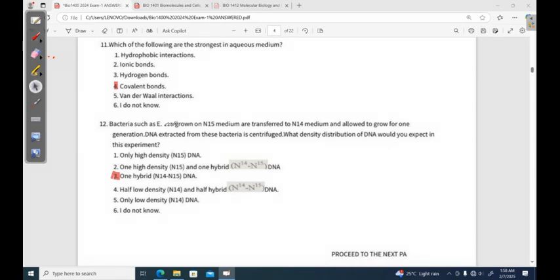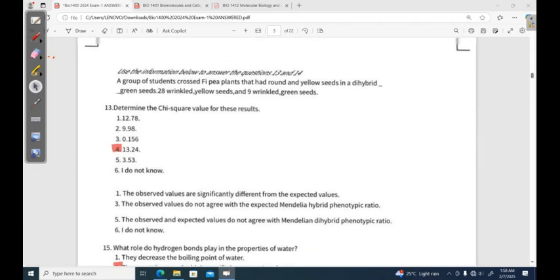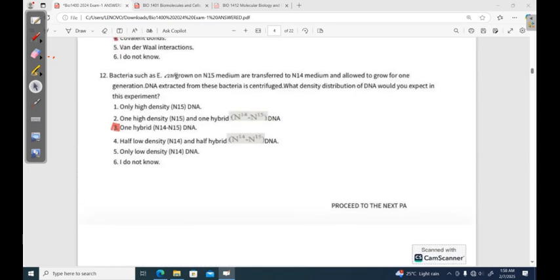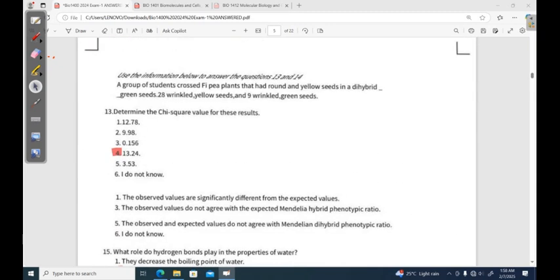Okay, 12. A group of students, sorry, is this 12 or 13? Okay, 13. A group of students crossed pea plants that had round and yellow seeds in a dihybrid cross, and obtained round green seeds, 28 wrinkled yellow seeds and 9 wrinkled green seeds. Determine the chi-square for these results. Okay, so I'm going to need you to pay particular attention because we are going to do some math. So from that question, let's just make this board free.